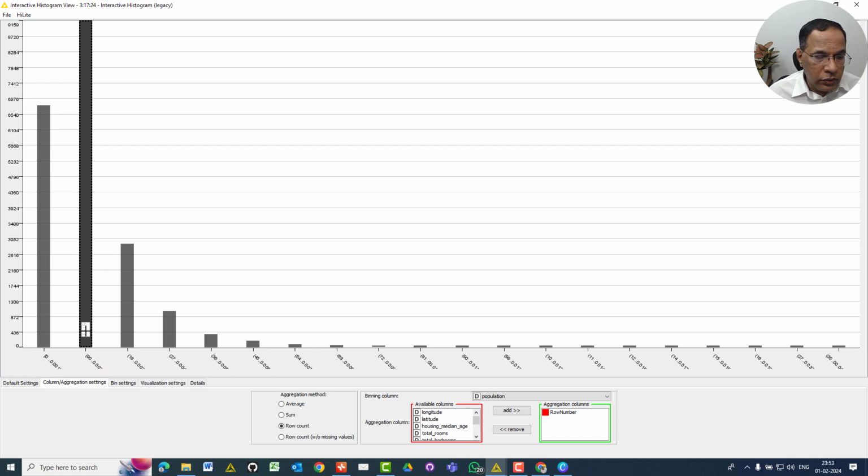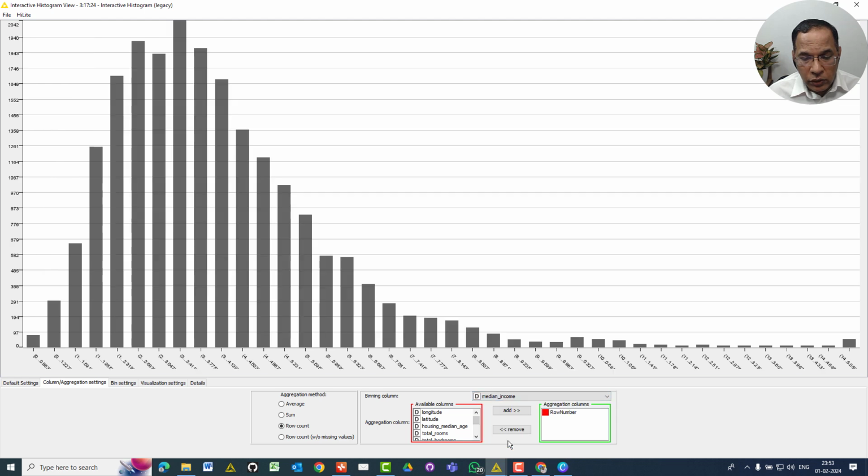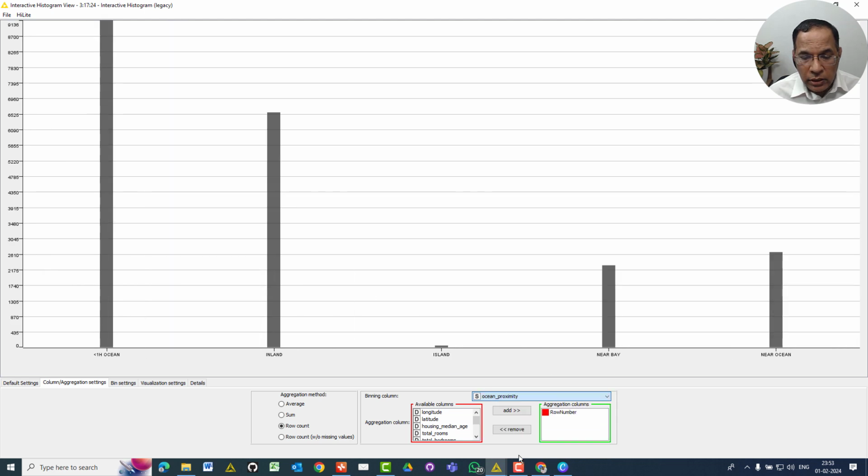So there's a common type of distribution around population, maybe the cities and rural areas, and so on and so forth. You can do all of these. It's more from your business experience and how you're looking at it.